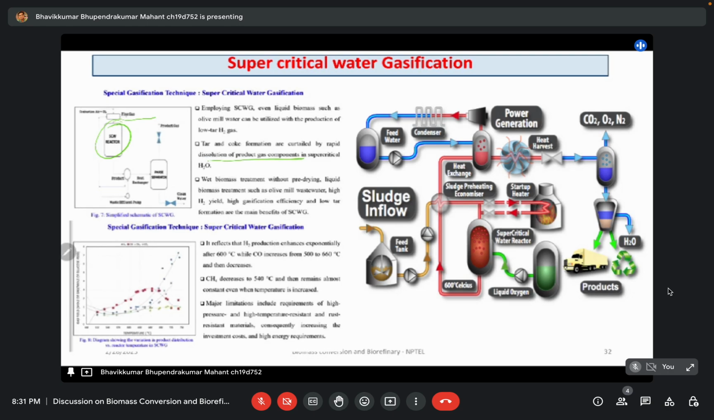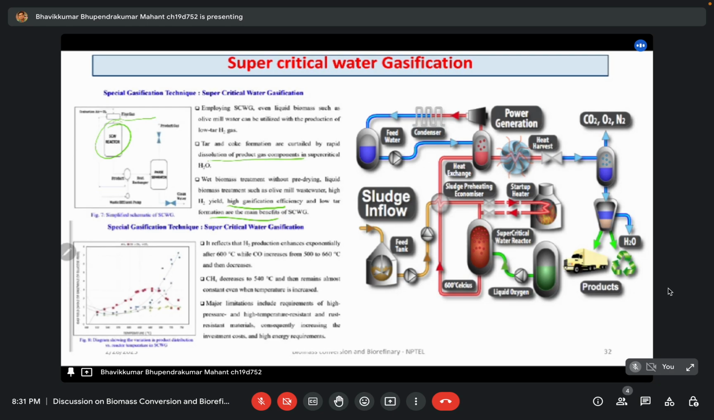So why is it important? Although it is economically much more challenging, the quality of the product and the efficiency are very high. It has high gasification efficiency and low tar formation, and these two are the main benefits.